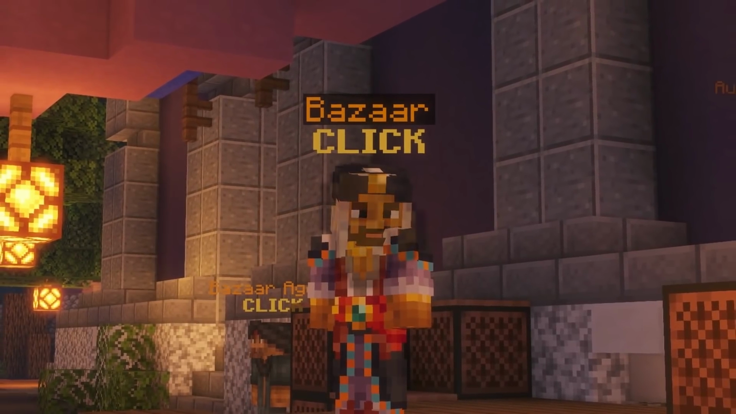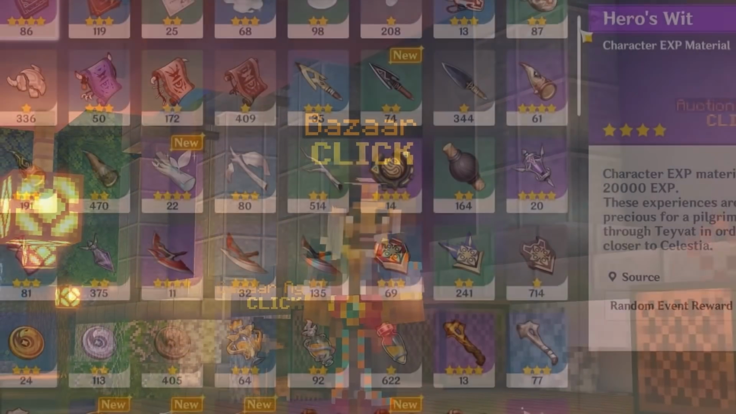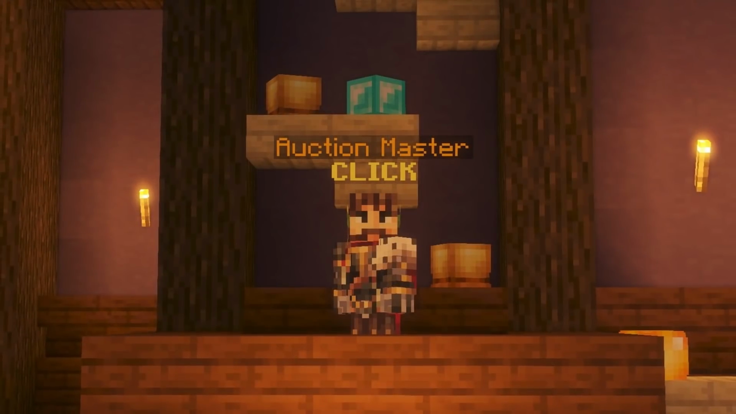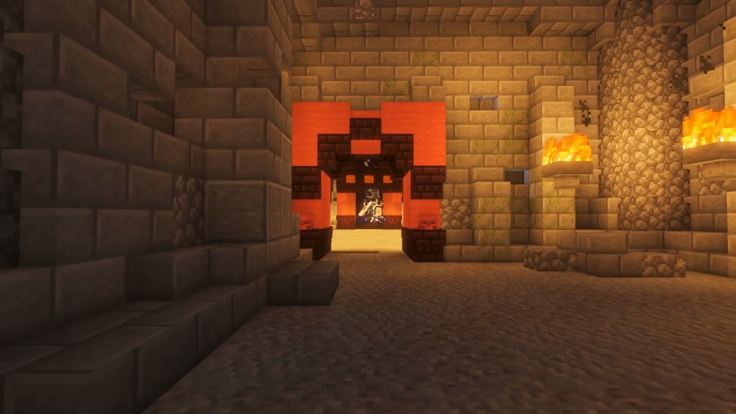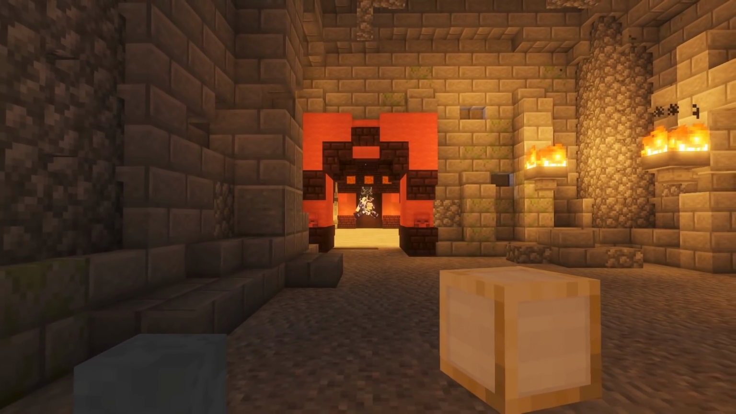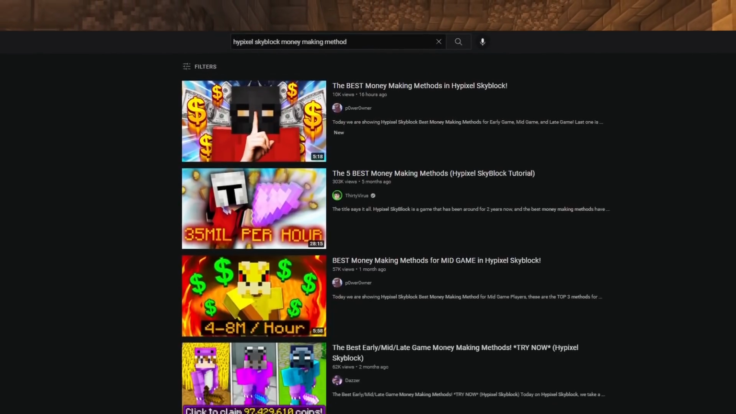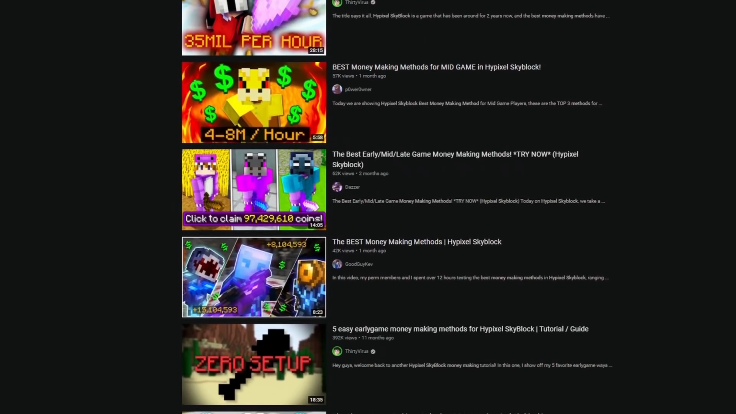Hypixel Skyblock has a coin-based economy. Unlike other games that might use an item-based economy, in Skyblock, money is everything. Everybody wants to reliably make money, but most people don't have any idea how, which is the reason that money making methods on YouTube are so big.